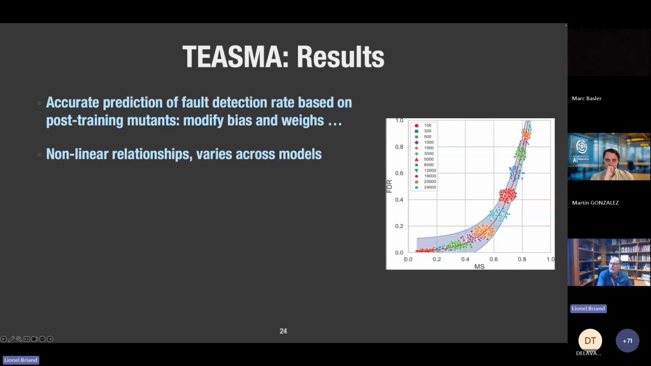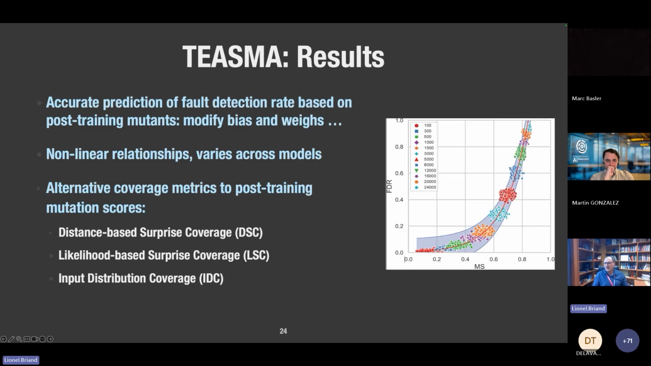So without getting into details, providing just an overview, we obtain quite accurate results. Though the relationships were sometimes extremely nonlinear between the mutation score and the full detection rate, and that relationship varied a lot across models, which is not surprising.